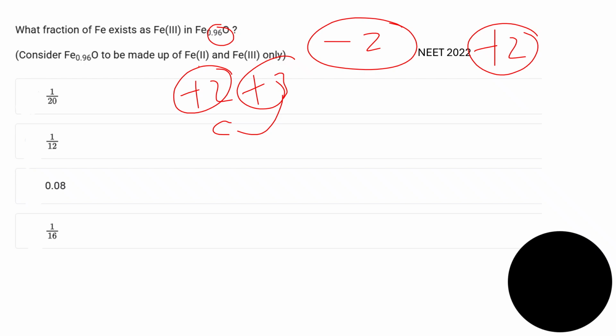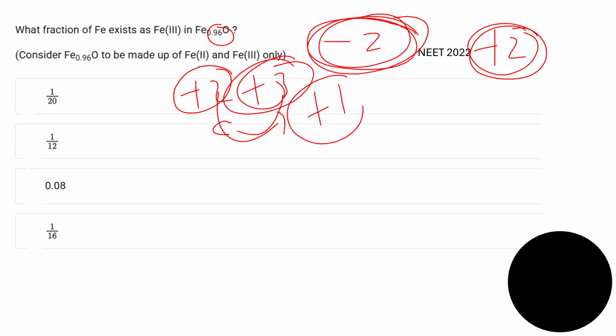Let me say it one more time. To neutralize one O2 minus charge, one Fe2 plus charge is required. But they gave 0.96 of iron required to neutralize the minus 2 charge of oxygen, because there is not only plus 2, there is also plus 3, which contains plus 1 charge extra. That one extra charge contributes. So iron only 0.96 times is required. This is the statement.